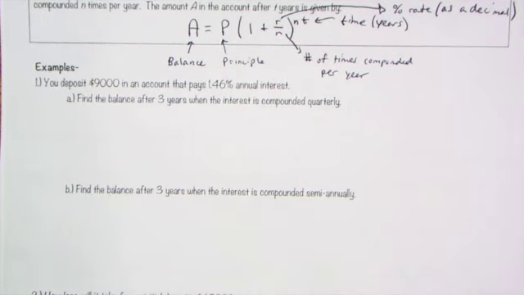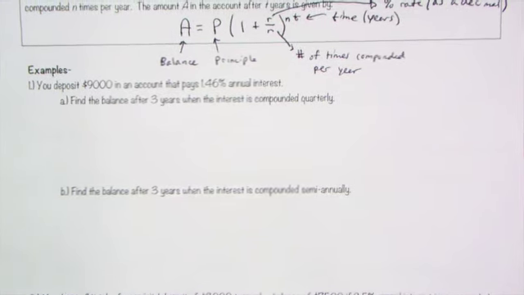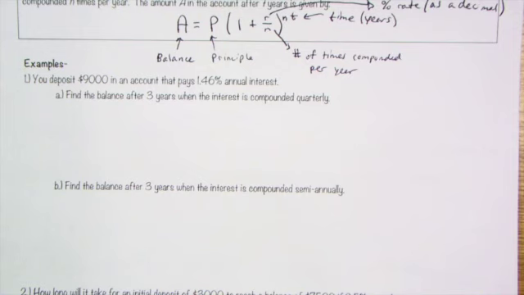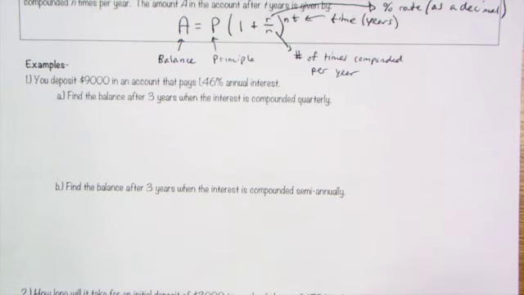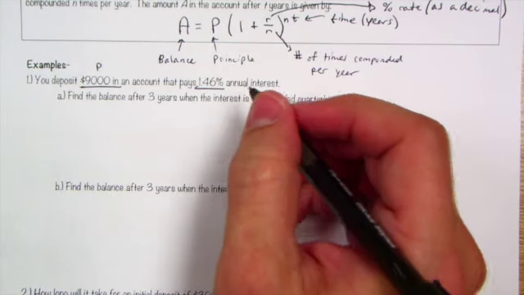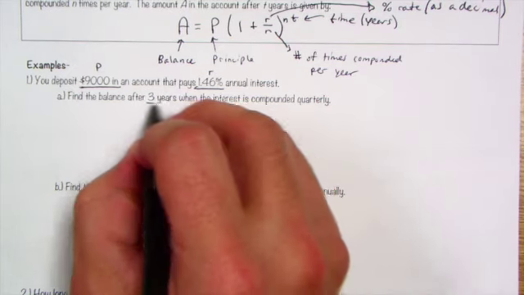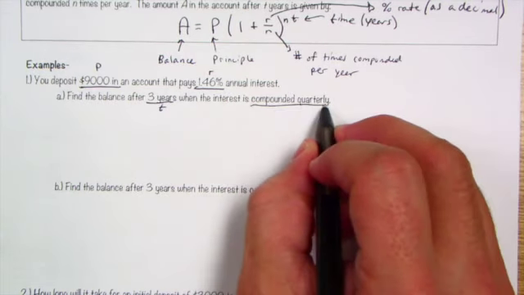So what's nice about these compound interest problems is you really just plug things in. There's nothing crazy difficult here. So example 1: you deposit $9,000 into an account that pays 1.46% annual interest. Find the balance after 3 years. You have an initial deposit, which will serve as your P. You have 1.46%, which is an R, but you do have to change that to a decimal. And then you have 3 years, which is time. Oh, and the last thing here is compounded quarterly.